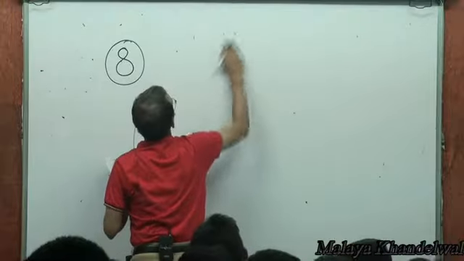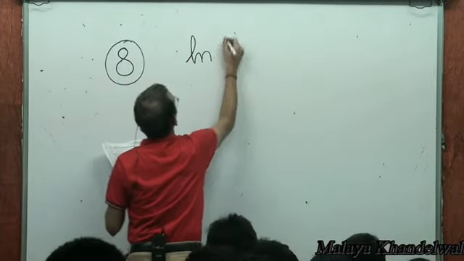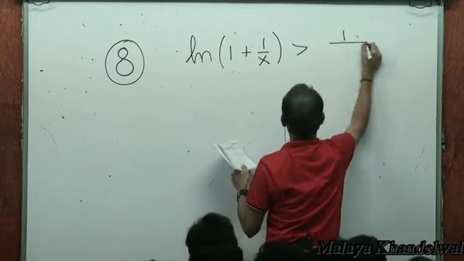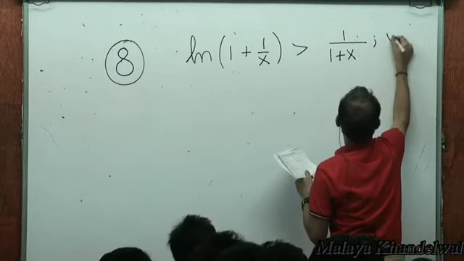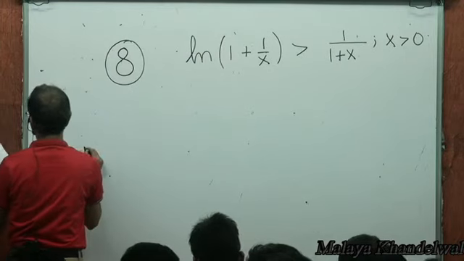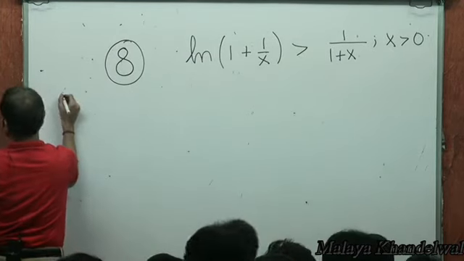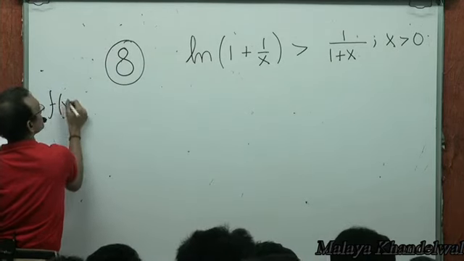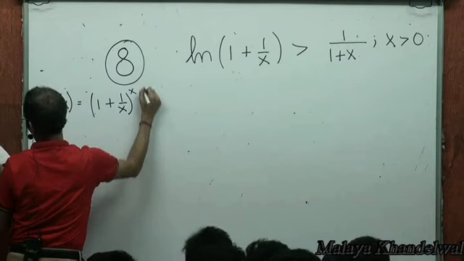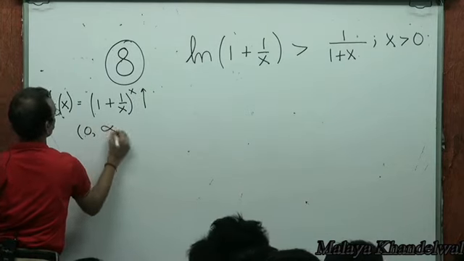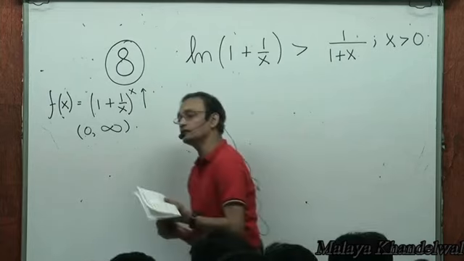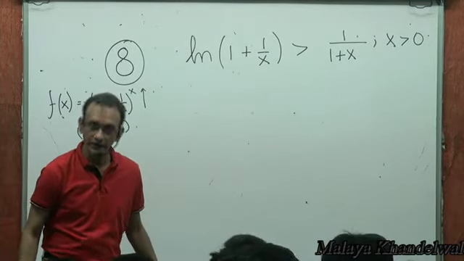In 8, we want to establish ln(1 plus 1 by x) greater than 1 by (1 plus x) for x greater than 0. First thing, we want to do this. The second thing that we want to establish is that for x greater than 0, given this, f(x), which is (1 plus 1 by x) to the power x, must be an increasing function of x in the interval x equal to 0 to infinity. If we can establish this, using that, we need to show that (1 plus 1 by x) to the power x must be an increasing function of x. Right?